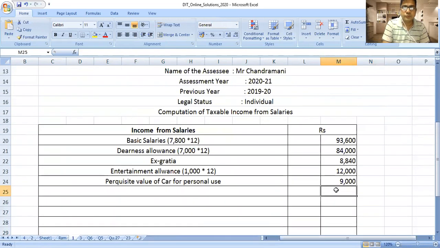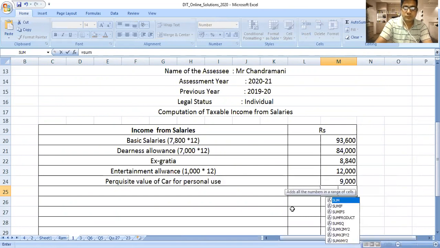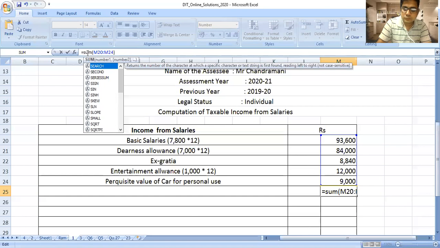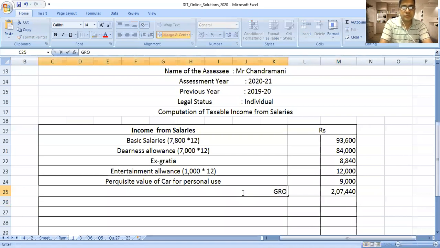So what we have to do? We have to find out the total. The total will be 2,07,440. This total is called the gross salary.